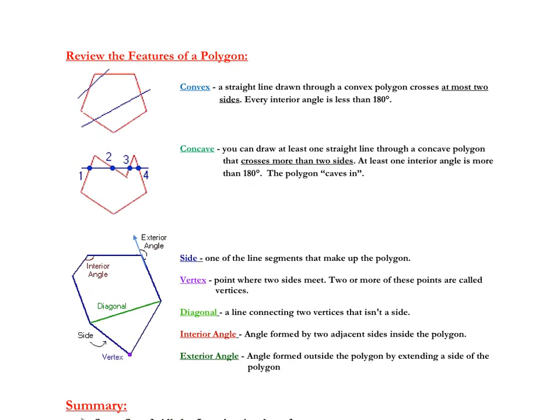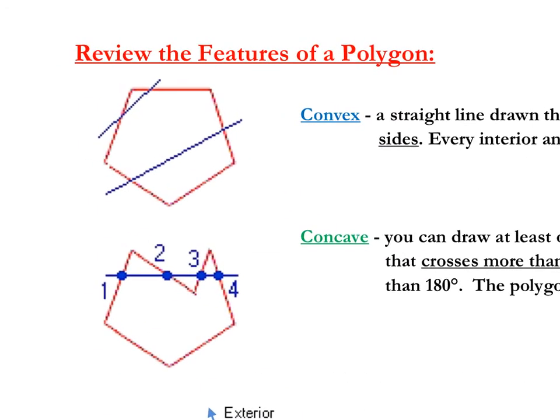So just remember that we have convex and concave polygons. Convex means that if you draw a line straight through a convex polygon, it crosses at most 2 sides. So notice that this line that's drawn here meets the polygon at 2 sides. Over here, 2 sides. Every interior angle is less than 180 degrees.